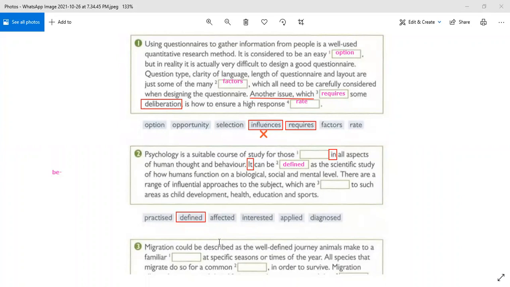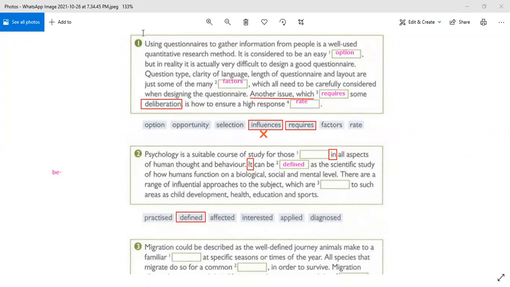If you want to choose something else from here, that will not create any kind of meaning. For example, practiced, affected, applied. Applied is applicable, but there is another collocation. Applied goes with another preposition, so it cannot sit in gap 2. So define is the answer.